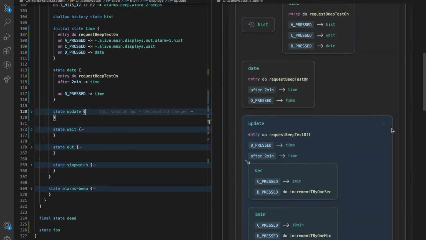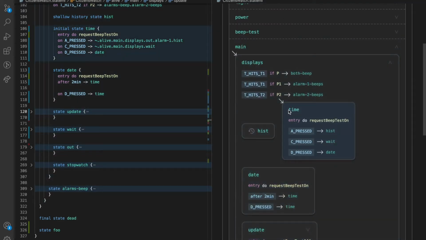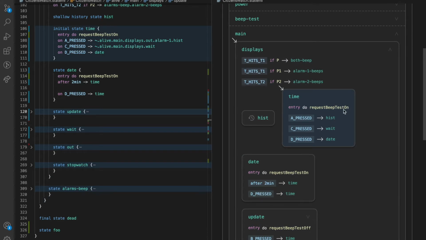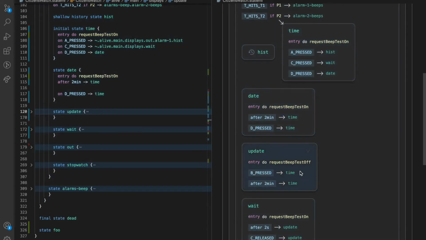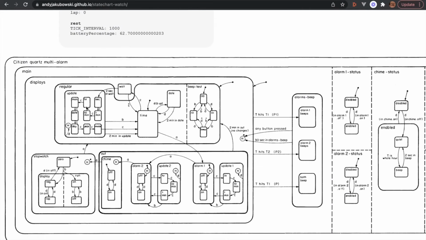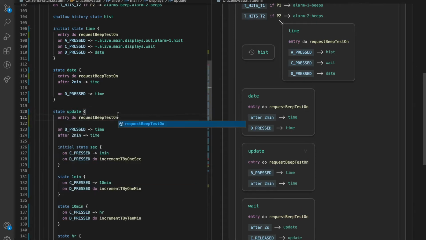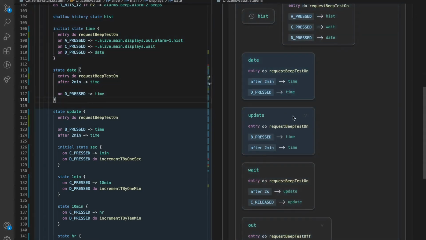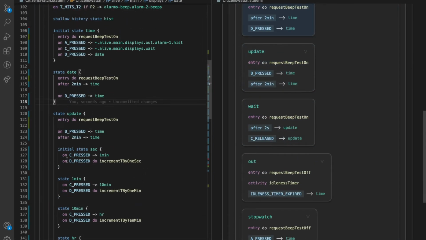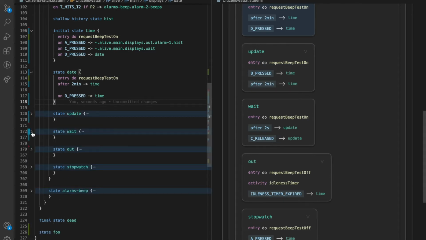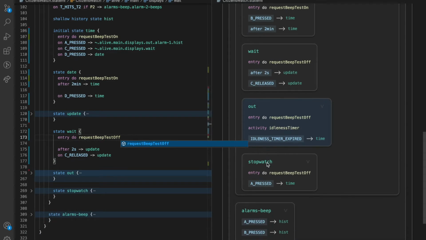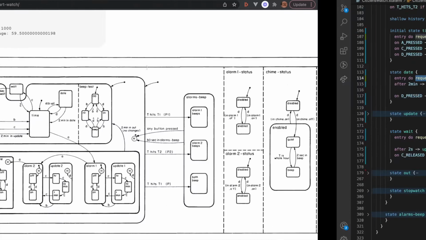So now pretty much, if we look at any of these, when we enter time, we turn it on. When we enter date, we turn it on. When we enter update, we should also turn it on, not off. When we enter wait, we should turn it off. I think I mixed those two up. And the other ones we should request it off. So I think we're good. And this underline action, depending on what engine you're using, will raise that event. Does this look good so far?